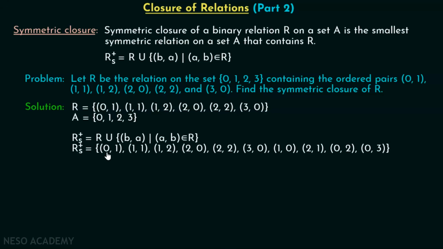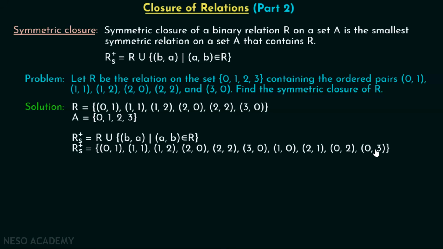We can see that (0, 1) is there in Rs+, but there is no (1, 0) in this relation. Therefore, (1, 0) must be included. Apart from this, we have (1, 2), but there is no (2, 1). So (2, 1) must be included. We can see that (2, 0) is there, but there is no (0, 2). So (0, 2) must be included. Apart from this, we have (3, 0). So (0, 3) must be included.